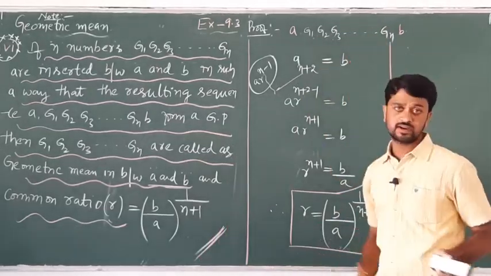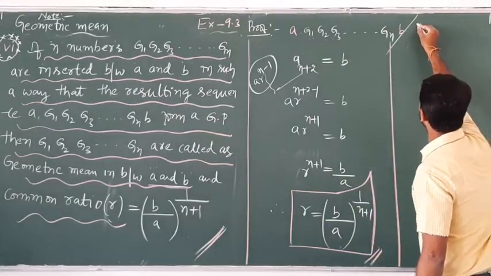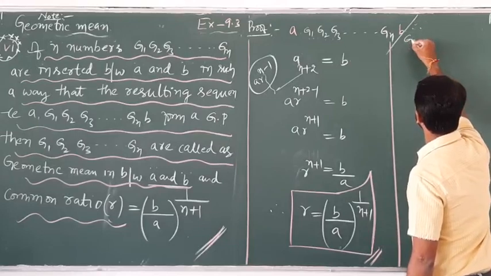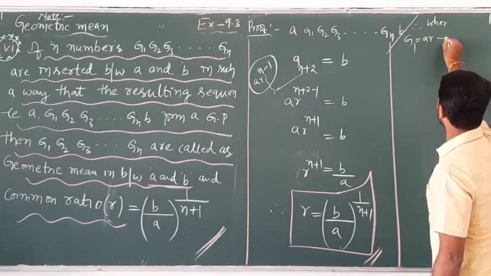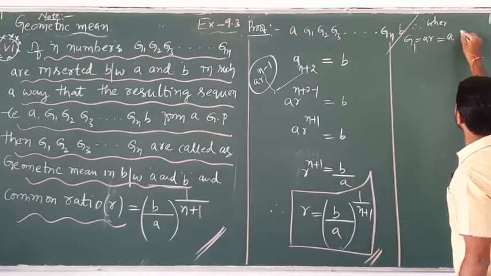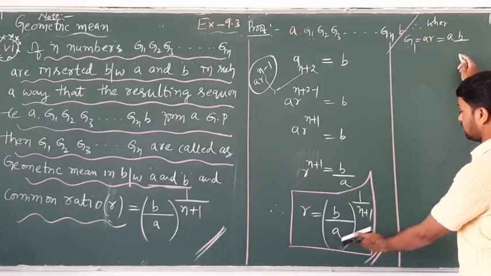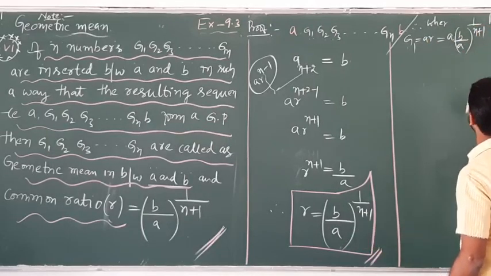G3 is equal to what? Therefore, G1 is equal to A into R. What is our value? Substitute here: A into (B by A) whole power of 1 divided by n plus 1.